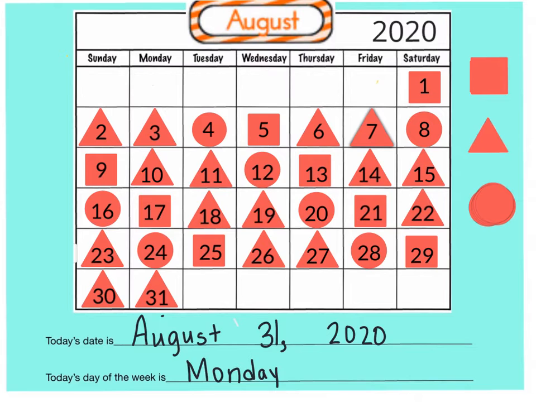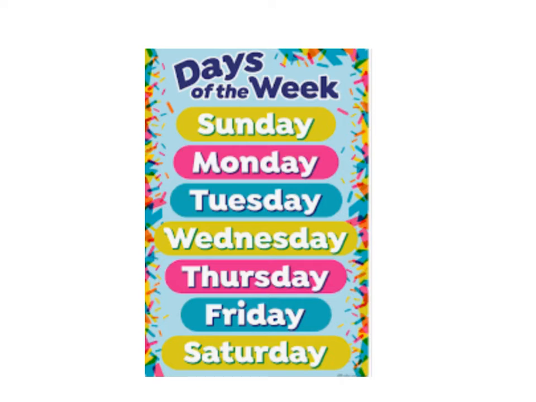All right, let's go back up to the calendar. We know today's Monday. If I go back one, that tells me what yesterday was. What was yesterday? Think. Yesterday was Sunday. All right, if I go back to today and I go forward one, what's tomorrow? Think. Tomorrow is Tuesday. Let's sing our Days of the Week song.